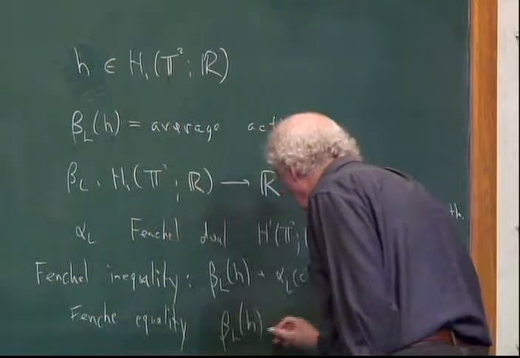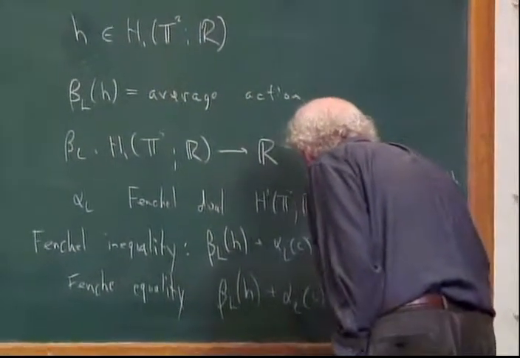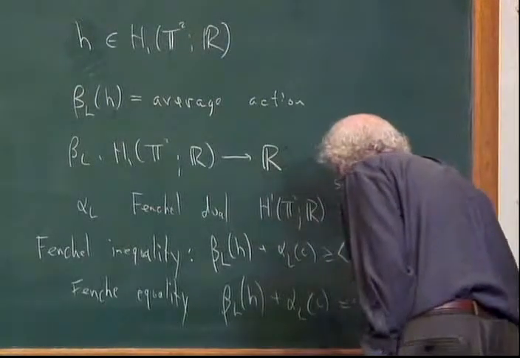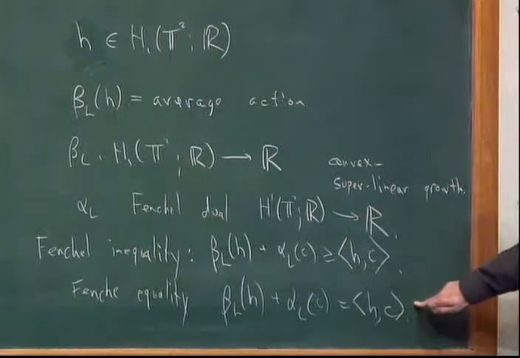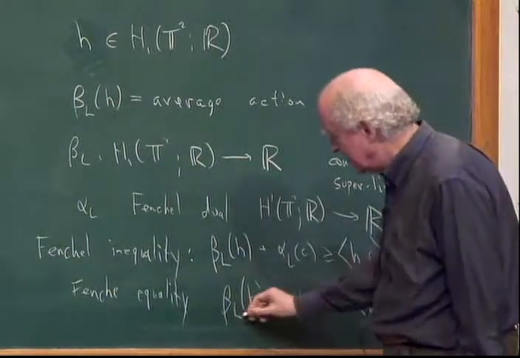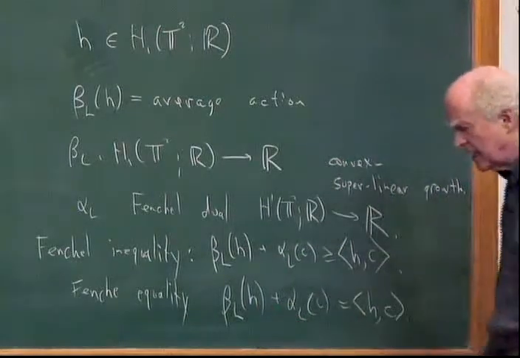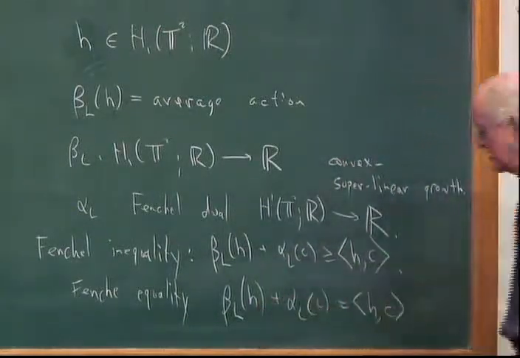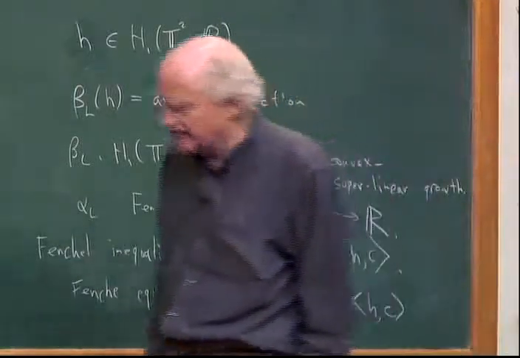Which you just replace this with equals. So this holds all the time, and this holds sometimes. You can be more precise: given an H, there's a C for which this holds, and given a C, there's an H for which this holds. And given an H, the set of C for which this holds is a compact, convex, non-empty set.